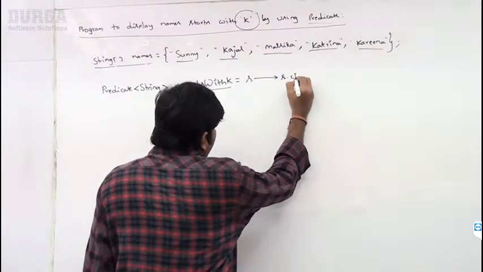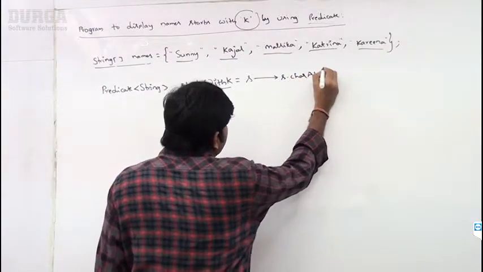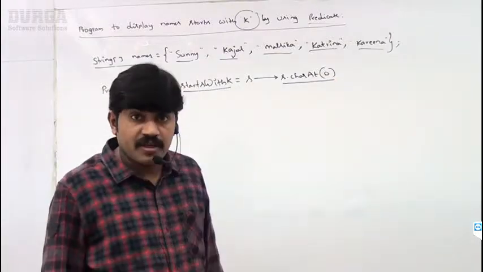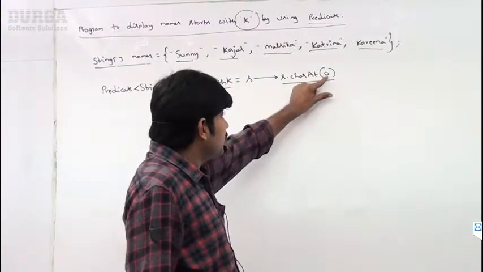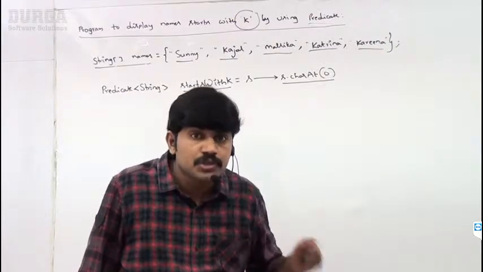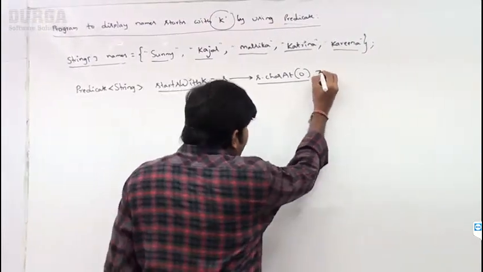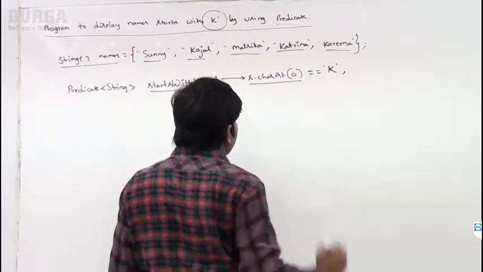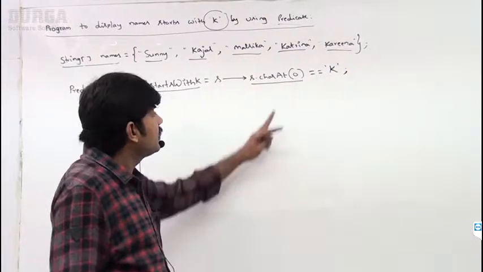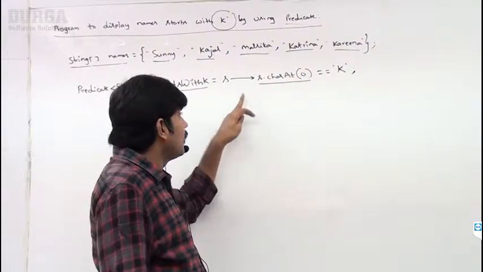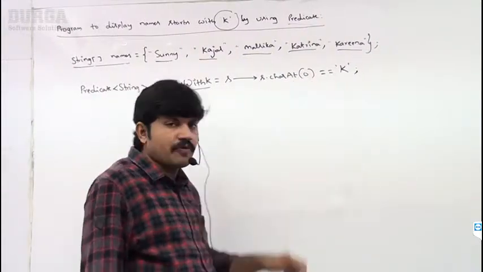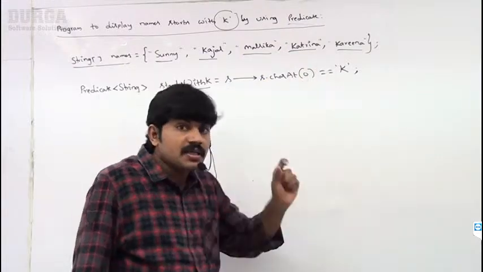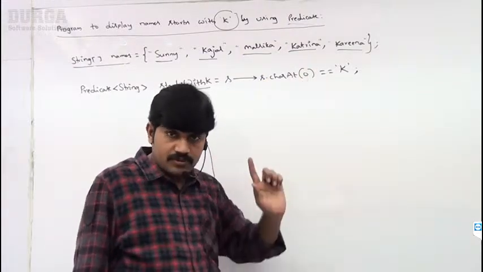Now s.charAt(0). Which character is located at index 0? Is it K or not? Like this we have to take. I hope everyone can understand, right? s.charAt(0) is K or not? Like this we have to check.